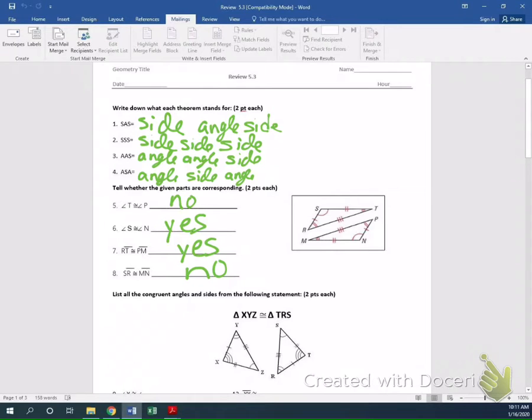Okay? So to check if they're corresponding, you see if they're labeled the same and if they're congruent. If they're congruent, if they're labeled the same, if they're in the same position, it's a yes. If it's the long side and the little side or something like that, it's definitely a no. All right, questions 1 through 8.